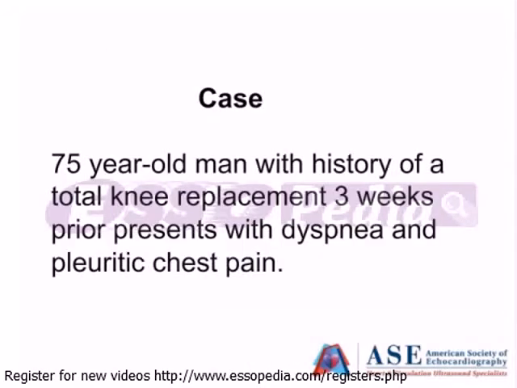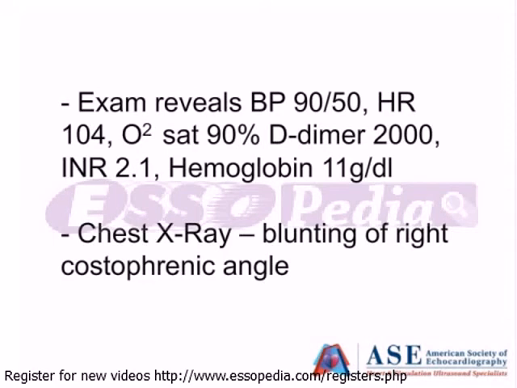Another situation which you may see involving RV dysfunction in the intensive care unit is illustrated in this case. Here we have a 75-year-old man with a history of total knee replacement 3 weeks prior and presents with dyspnea and pleuritic chest pain. The diagnosis is obviously not difficult to make based on the history, but let's look at it. The exam reveals a patient who was hypotensive, mildly tachycardic, and hypoxemic with an elevated D-dimer on labs, as well as an increased INR of 2.1, and the patient is mildly anemic. The chest X-ray demonstrates blunting of the right costophrenic angle, and all of this appears to be in keeping with the diagnosis of pulmonary embolism.